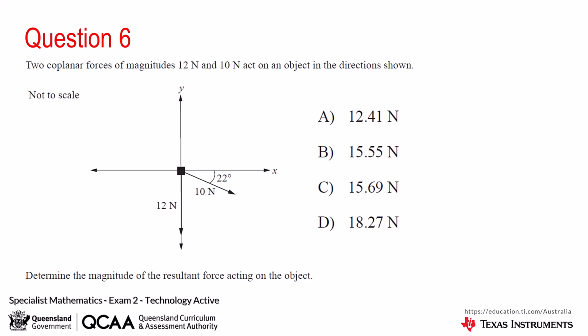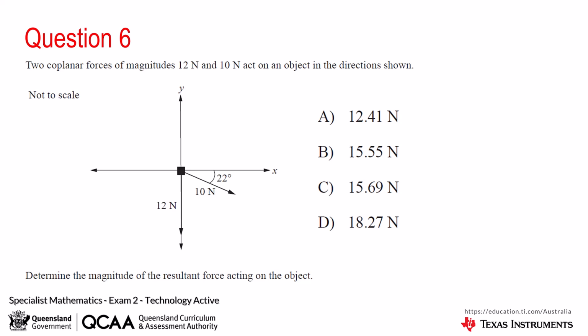In question 6, the diagram shows us 2 coplanar forces of magnitude 12 newtons and 10 newtons, and they're acting on an object as is shown. What we're going to do first of all is say, let vector F denote the resultant force. Then we're going to resolve that force into components. And then we're going to determine the magnitude of that resulting force that is acting on the object.